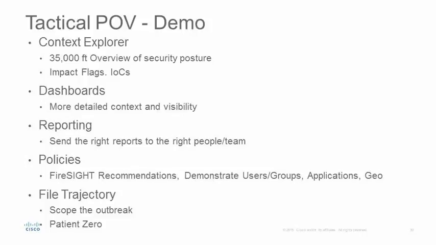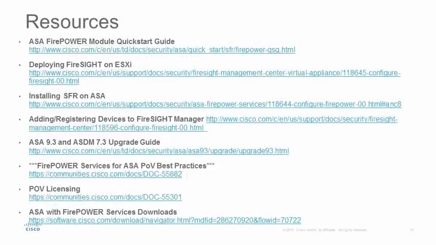File trajectory is huge. This is AMP, right? We're going to turn on AMP licensing. We want to demonstrate and show the way we can scope an outbreak, how we can nail down patient zero, answering those very important forensic questions when there's an event or an outbreak.